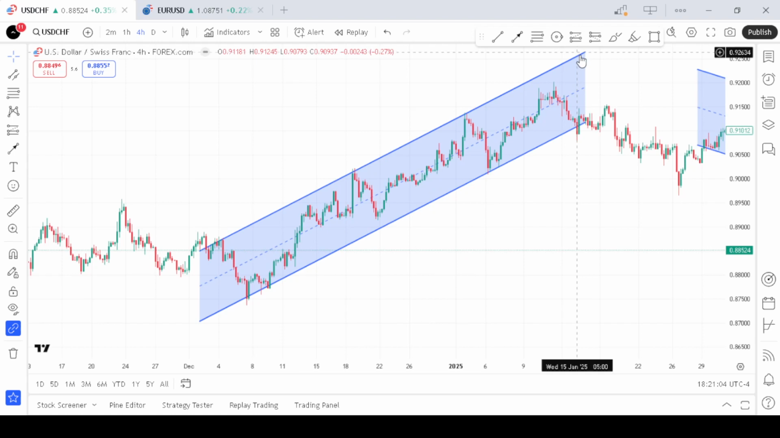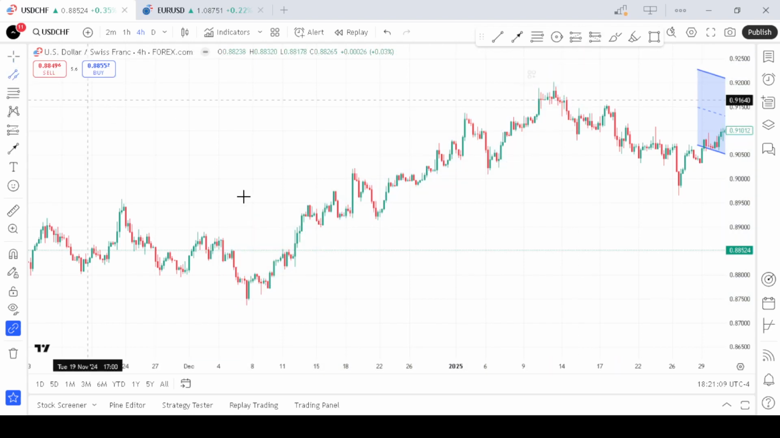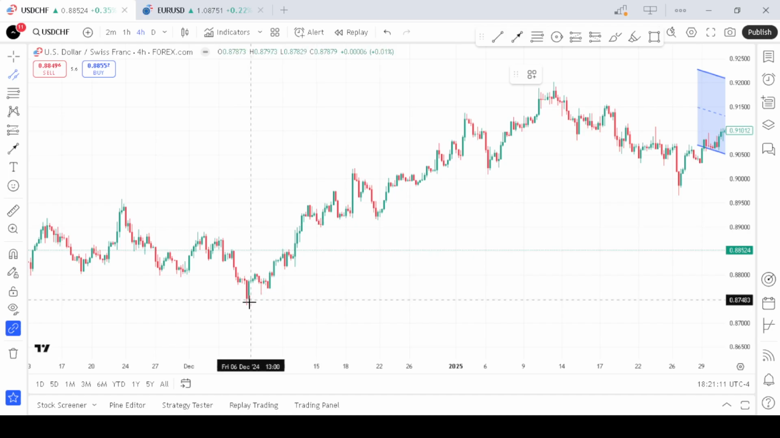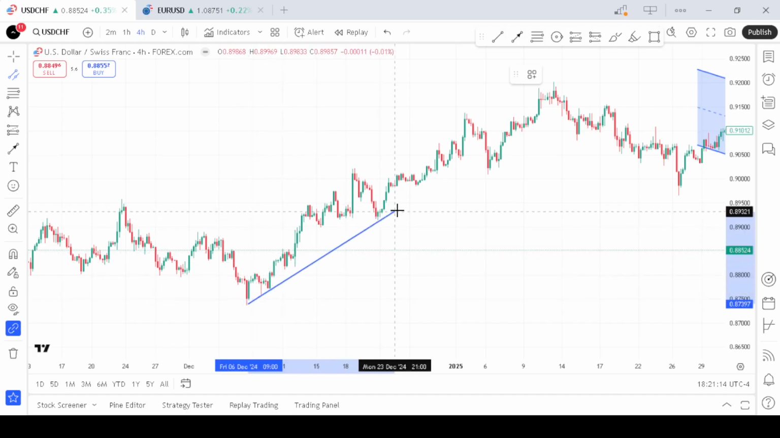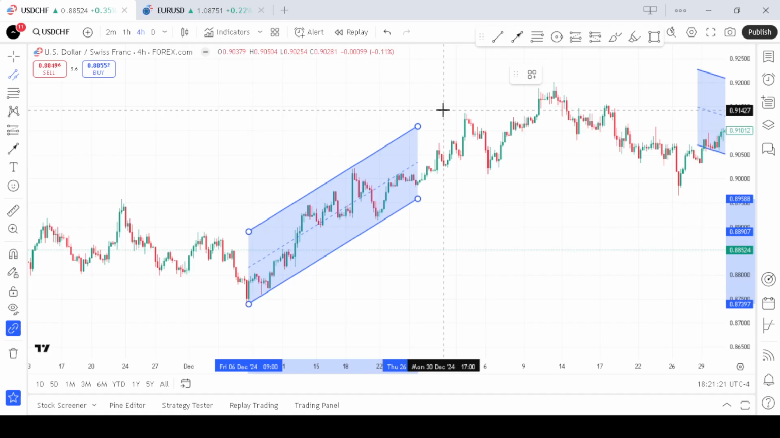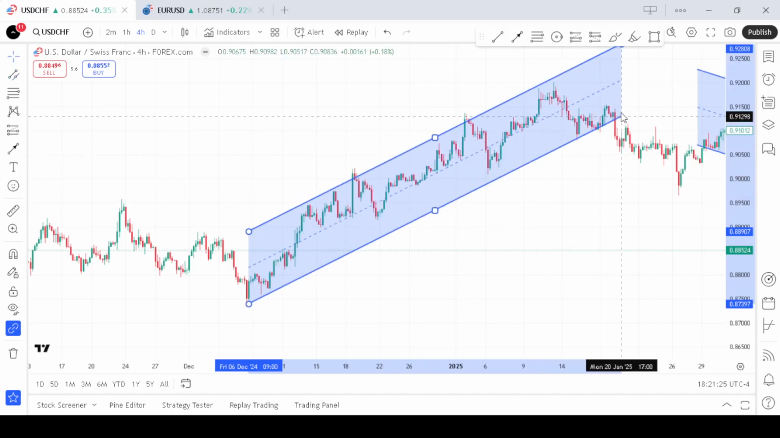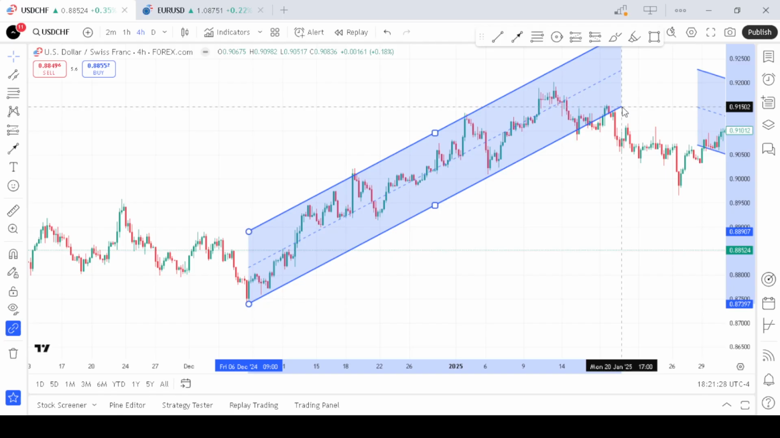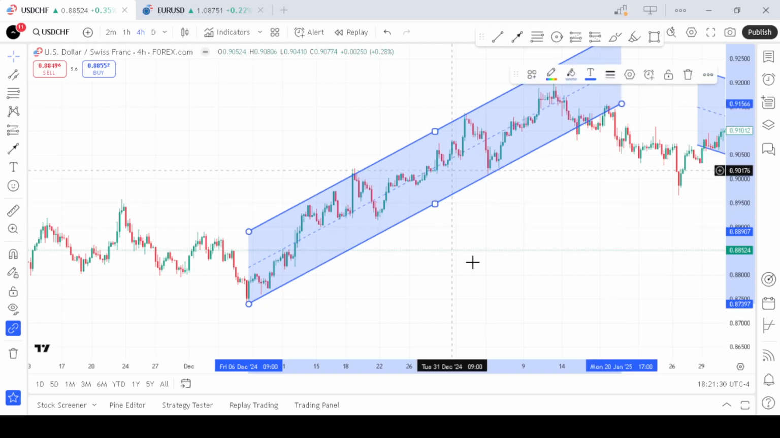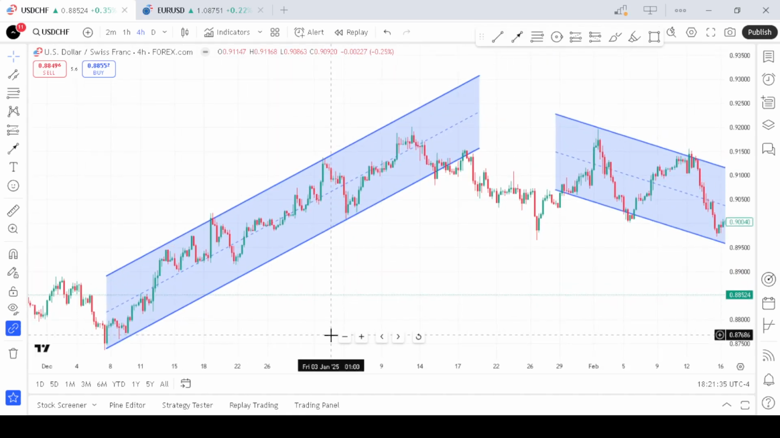So let's see how we can draw the channel again so that you guys will understand. You just connect two major lows or two major highs. When you connect that, it will show you your channel. As you can see, you can extend it however you want, but it has to suit whatever area you are trying to project. One of the key advantages of this trend channel is its ability to highlight potential trading opportunities.